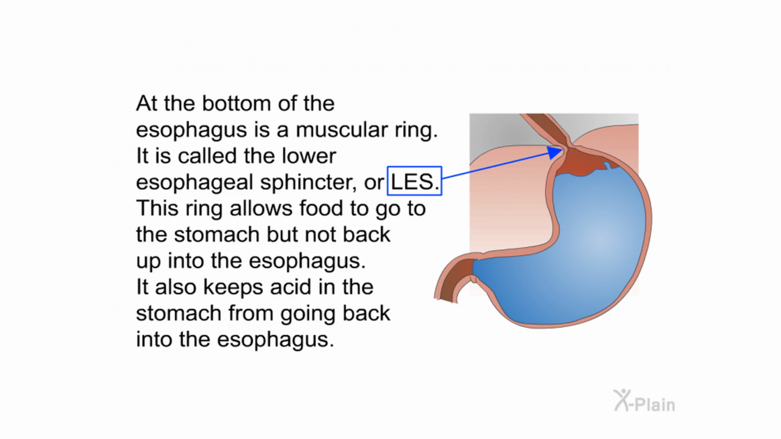At the bottom of the esophagus is a muscular ring. It is called the lower esophageal sphincter, or LES. This ring allows food to go to the stomach but not back up into the esophagus. It also keeps acid in the stomach from going back into the esophagus.